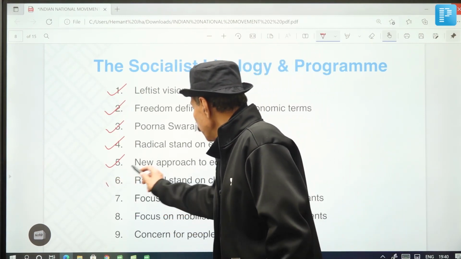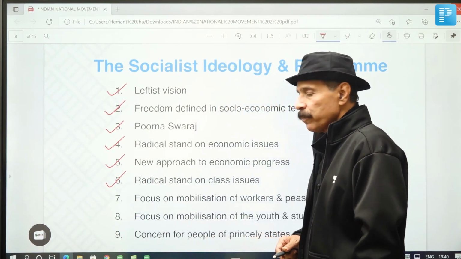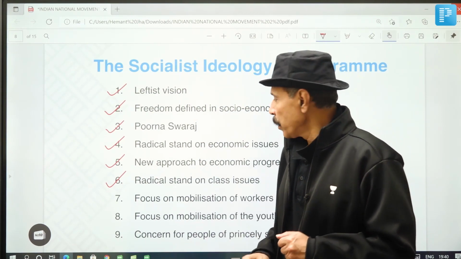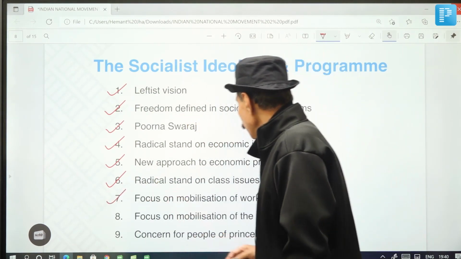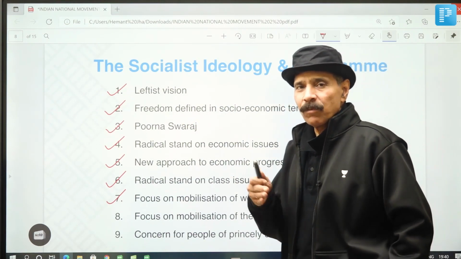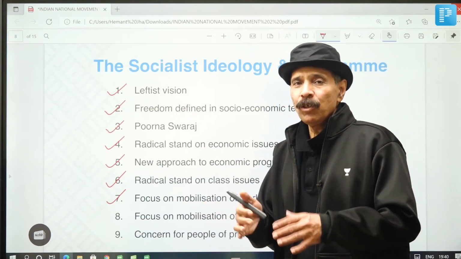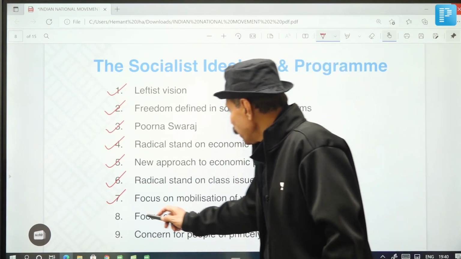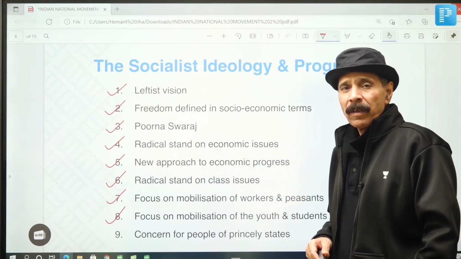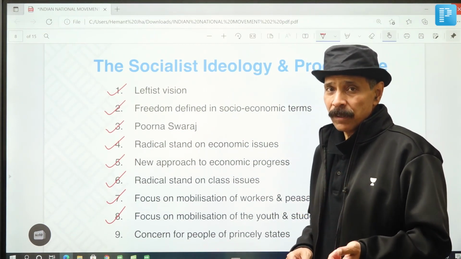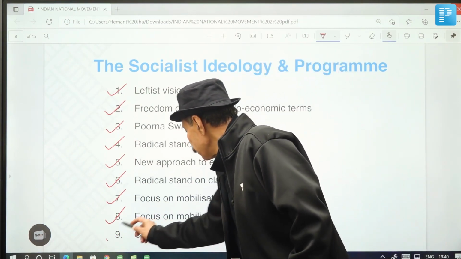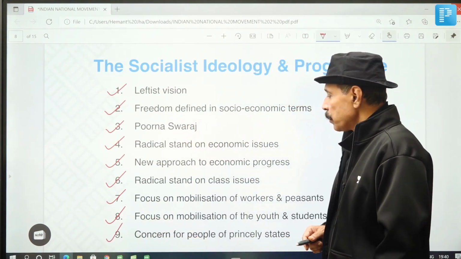Next one, radical stand on class issues like labor issues and peasant issues. Next, focus on mobilization of workers and peasants. Though this mobilization was there, now we find a renewed focus. Next one, focus on mobilization of the youth and students. This also represents a renewed focus, though this was there earlier also. And next, concern for the people of princely estates.